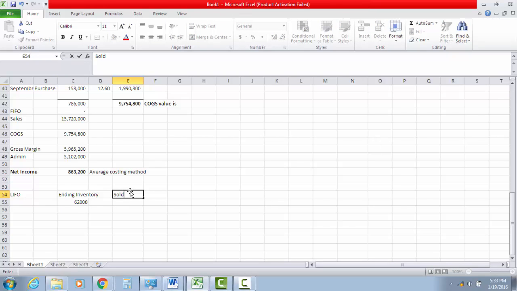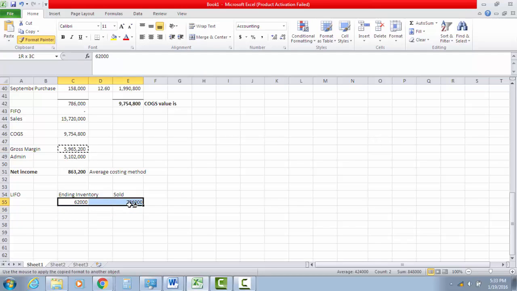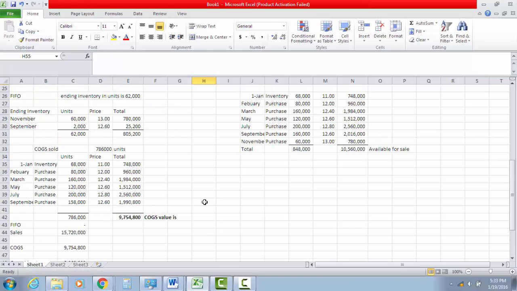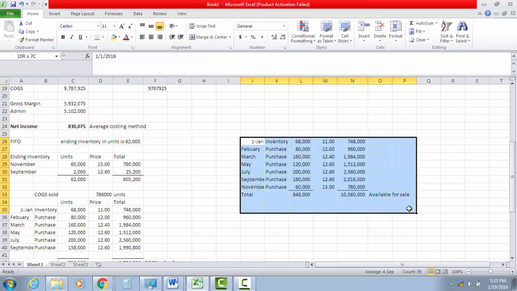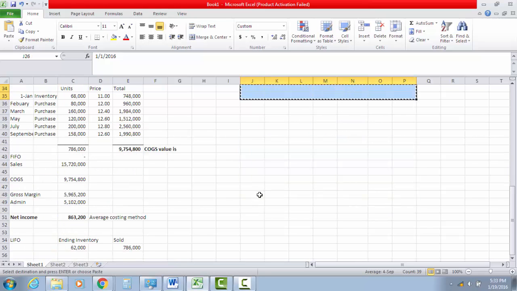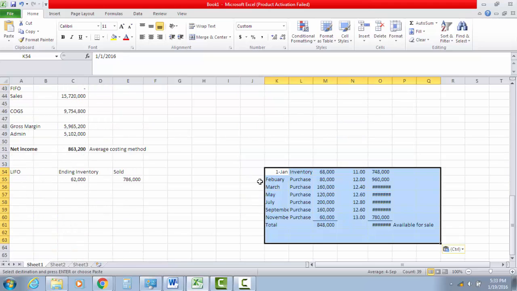And I sold 786,000 units. Now remember, this is on the periodic inventory system. It's very important to differentiate which system you're doing. So I'm going to copy this information from above and bring it down to the LIFO as we're doing it.